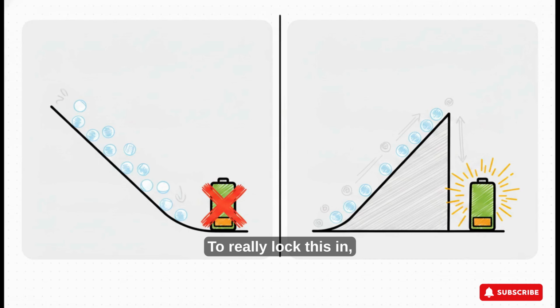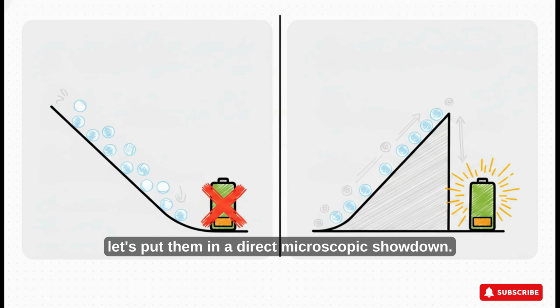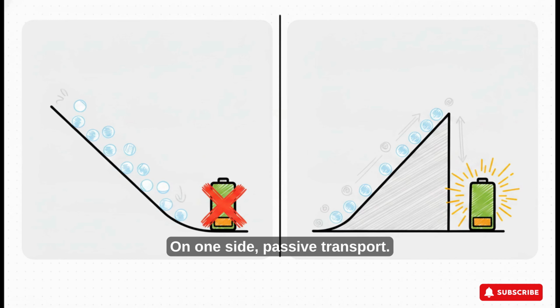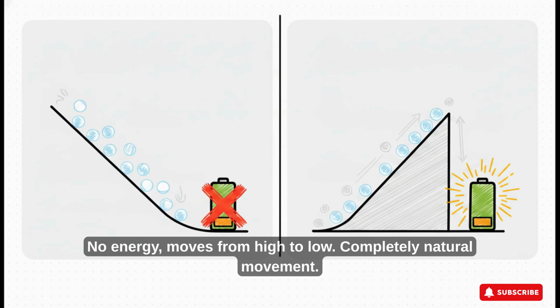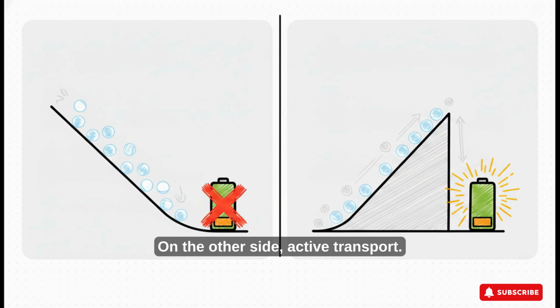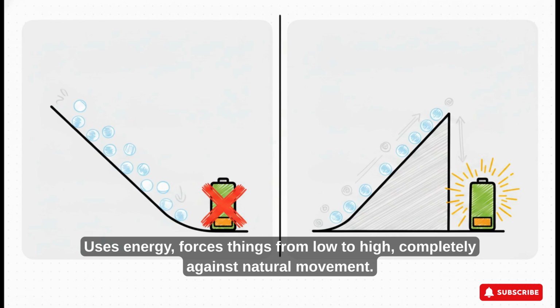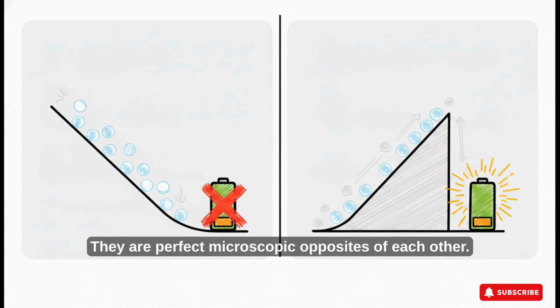To really lock this in, let's put them in a direct microscopic showdown. On one side, passive transport. No energy, moves from high to low. Completely natural movement. On the other side, active transport. Uses energy, forces things from low to high, completely against natural movement. They are perfect microscopic opposites of each other.